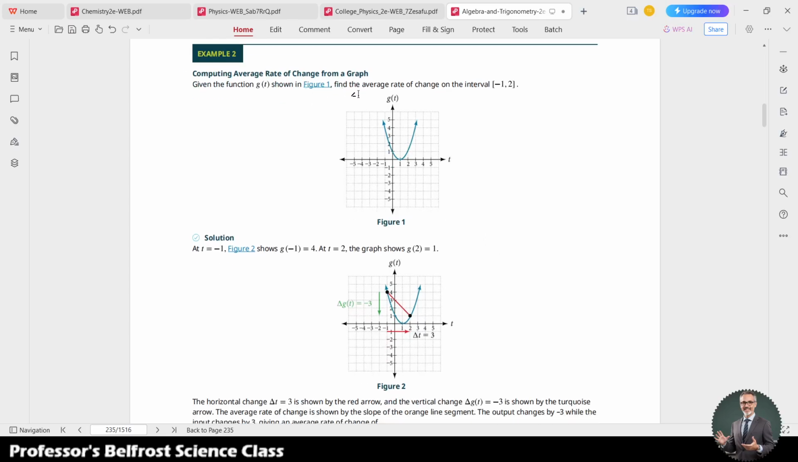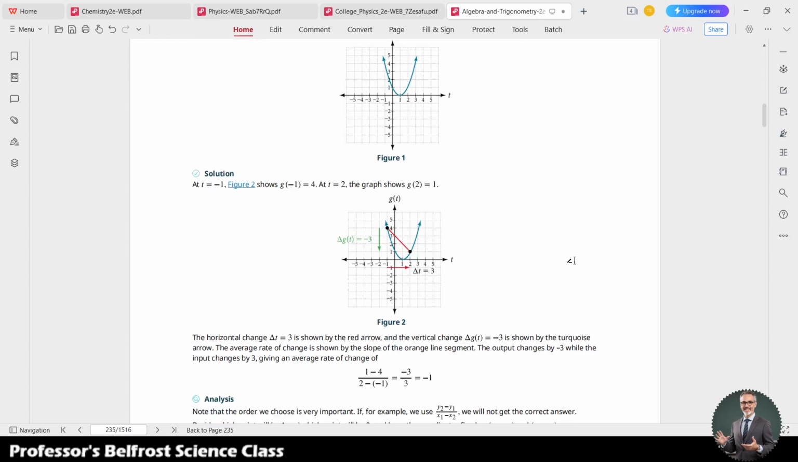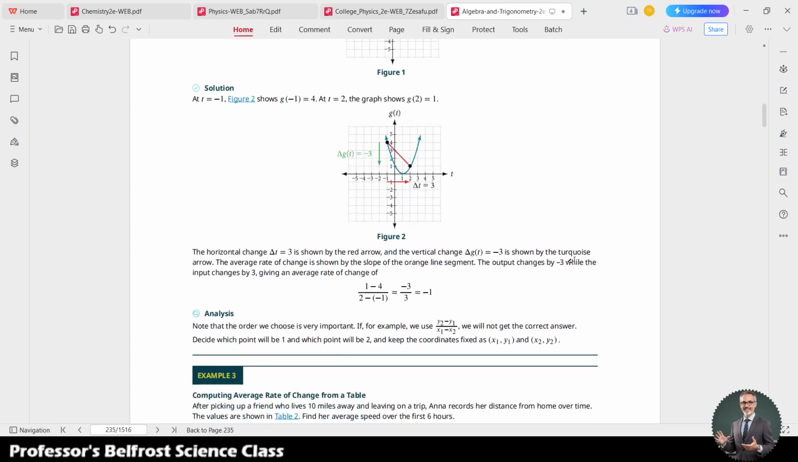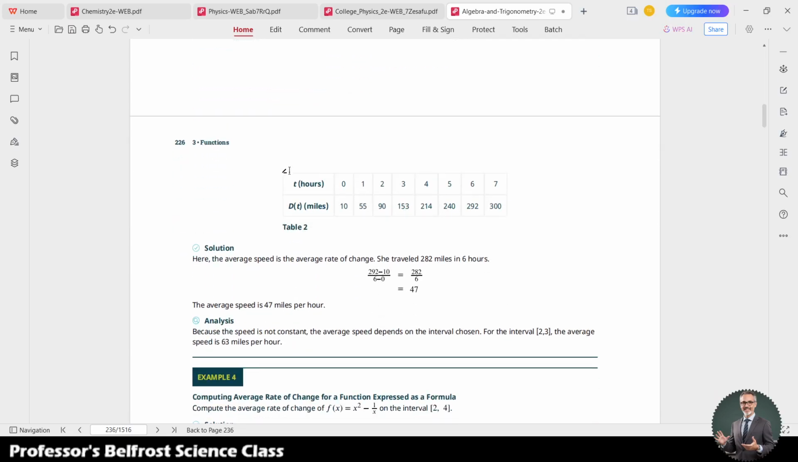The next example, we will finalize this section. Compute the average rate of change from a graph. Find the average rate of change on the interval [-1, 2]. This is the domain, and what we find is the average rate of change of the range, the outputs that apply to this input interval. At minus 1, the value is about 4. At 2, it's about 1. So 1 minus 4 is minus 3, divided by 3, which gives minus 1.